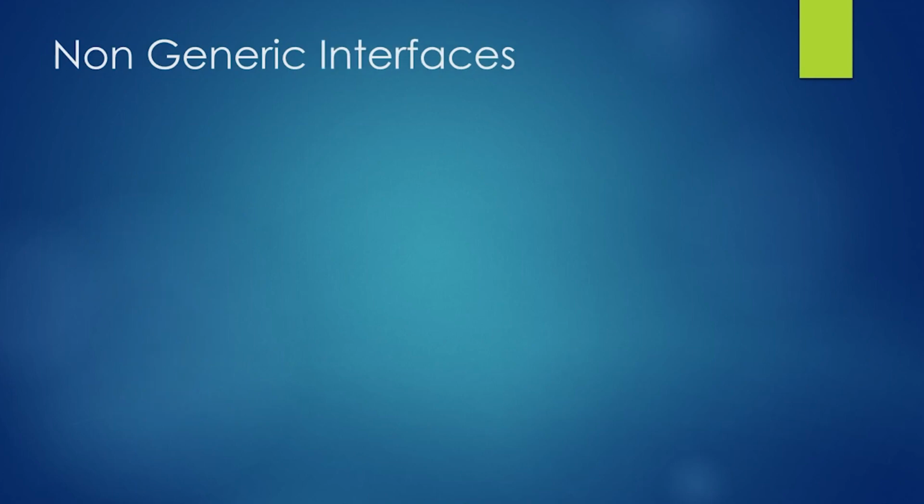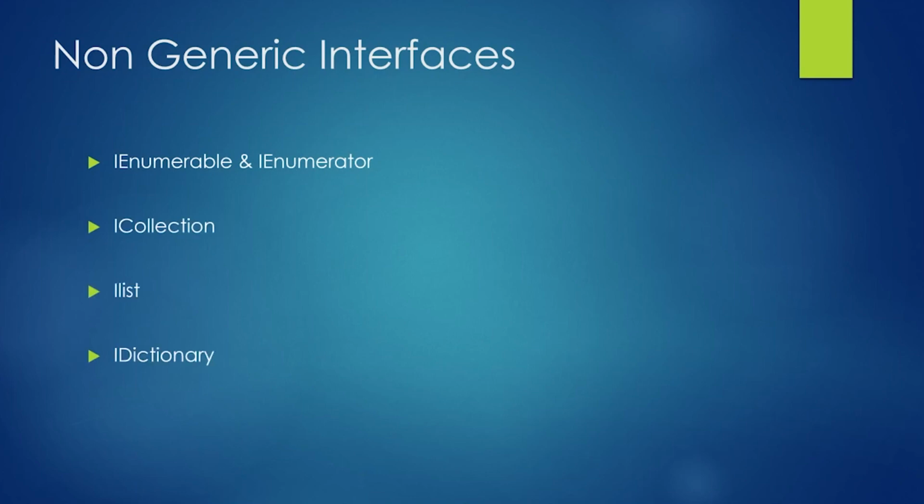For every type of collection, we also have an interface type for it. For the initial version of .NET, these interface types were also not generic. The main ones are IEnumerable and IEnumerator, and we'll cover those in a minute, then ICollection, IList, and IDictionary. The most fundamental interface type is IEnumerable, and that works closely with IEnumerator.